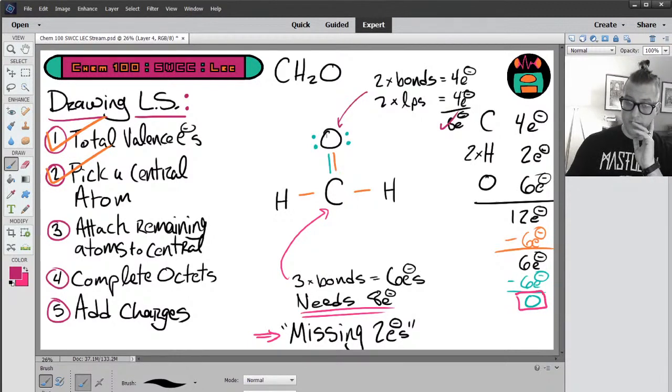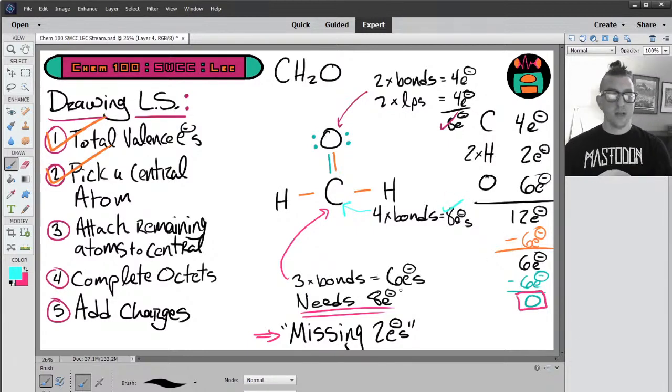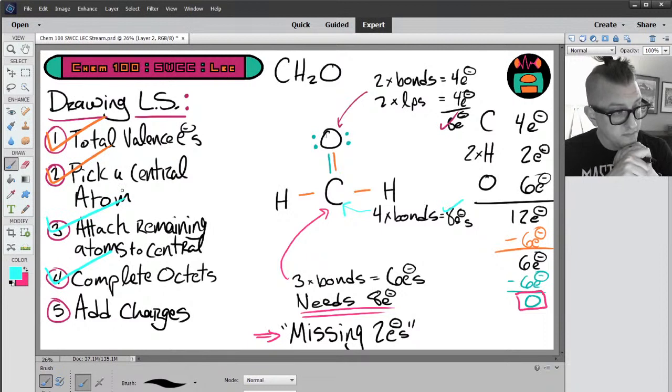Now, as drawn, for carbon, carbon now has 4 bonds, which is 8 electrons. That's a full octet. So we have completed our octets. Oh, and skipping right over, we attached everything to the central. Forgot to check that off.